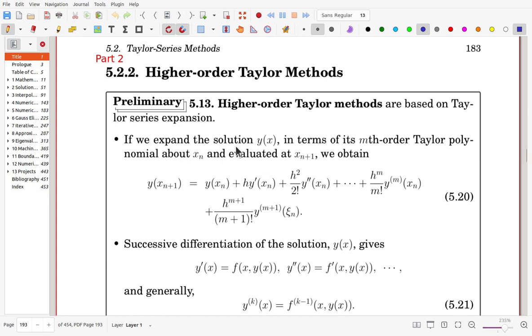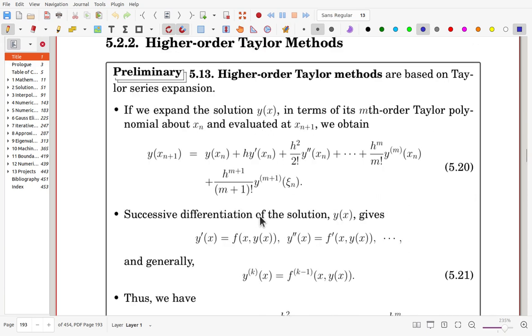If we expand the solution y of x in terms of the mth order Taylor polynomial about xn and evaluate it at xn plus 1, we get this equation. Y at xn plus 1 is the Taylor expansion evaluated at xn, and this is the remainder. In our approximation, this portion will be ignored.